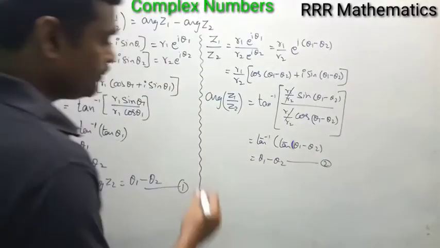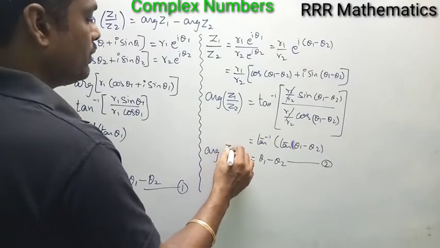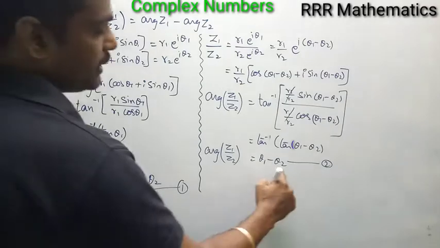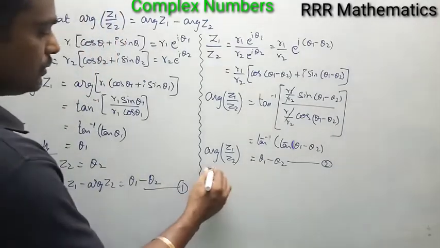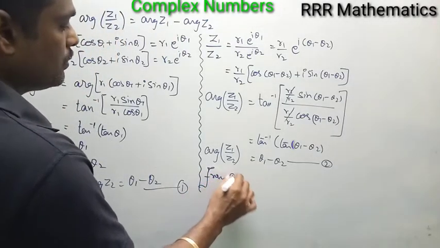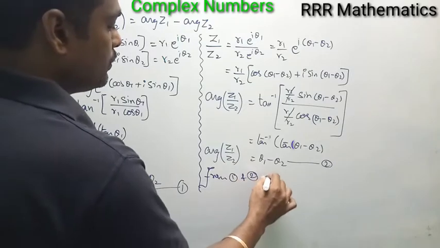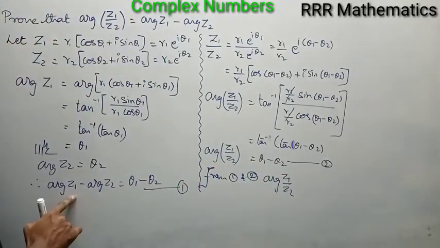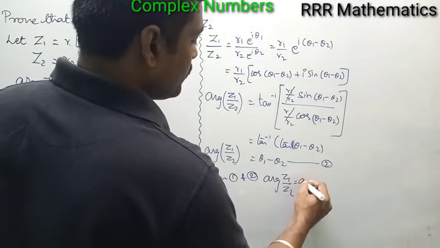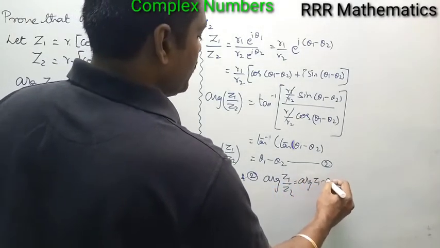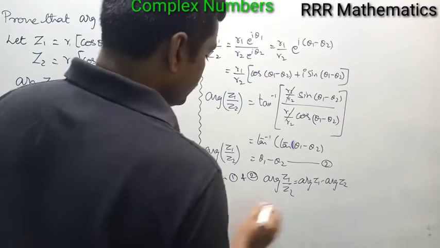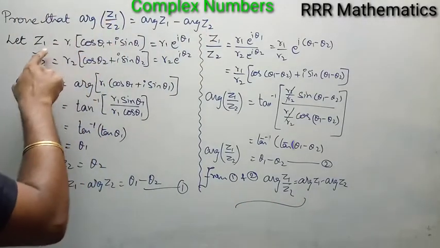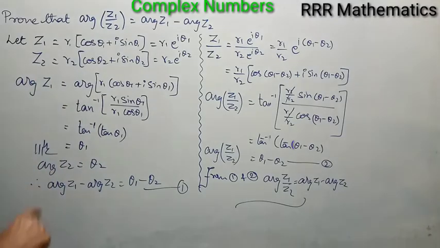I will call this 2. So what we have from 1 and 2, theta 1 minus theta 2 and theta 1 minus theta 2. So from 1 and 2, argument of Z1 by Z2 equals argument of Z1 minus argument of Z2. Got it? Very simple.